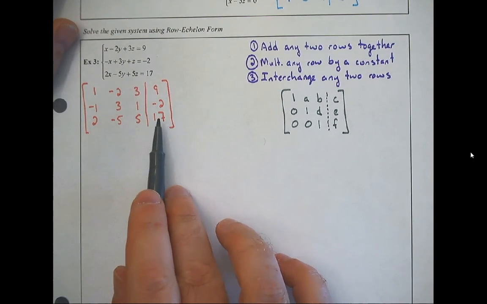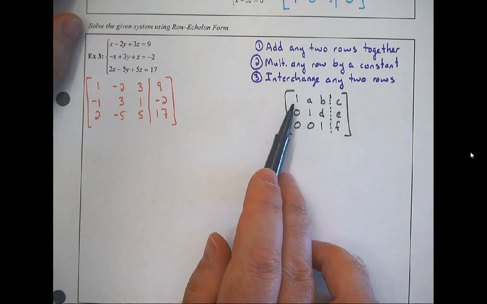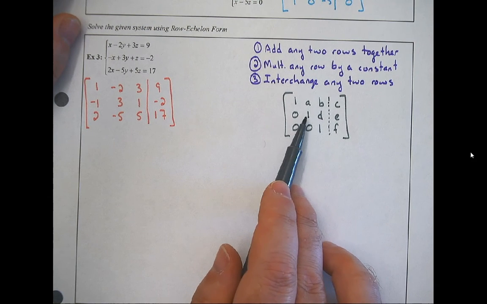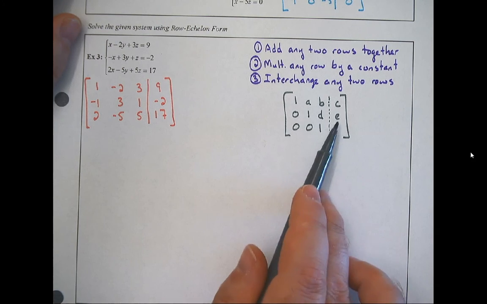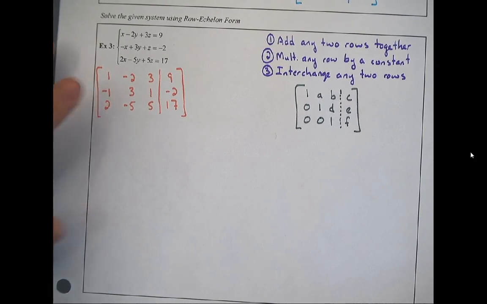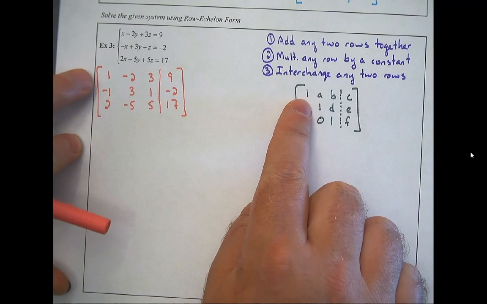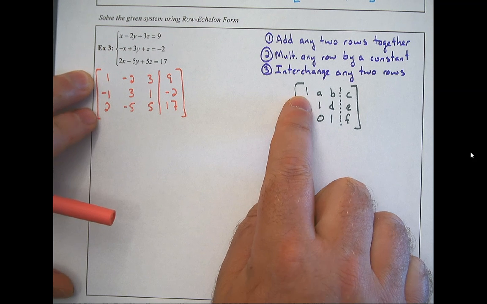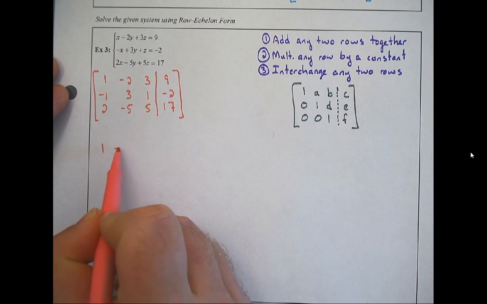So if you look at what we have here, I'm trying to get it to look like this. That means I have a 1 in the first row. The second row has a 0 and then a 1. And the third row has a 0 and a 0 and a 1. And these numbers can be any numbers that you want. It doesn't matter. So let's look at the augmented matrix that we have right now. Do we like it as it is? Does my first row have a 1 in it? Basically, that's the only question I'm asking. Yes, it does. So I'm going to keep that.